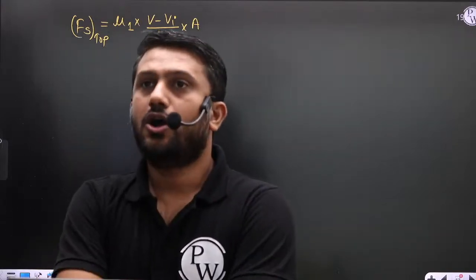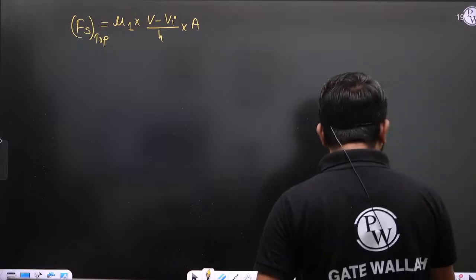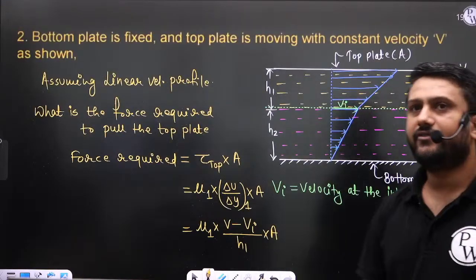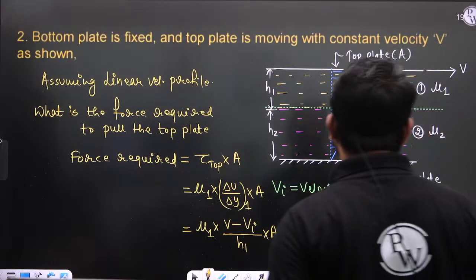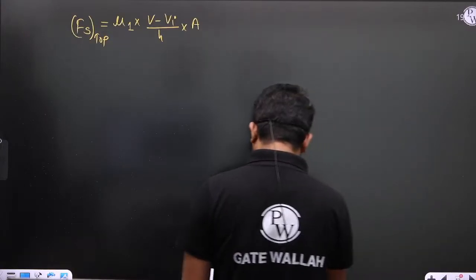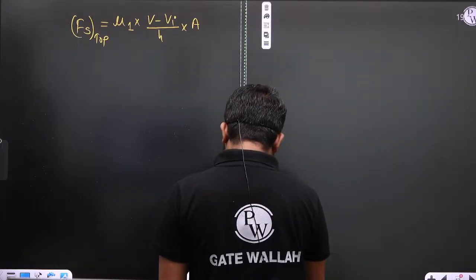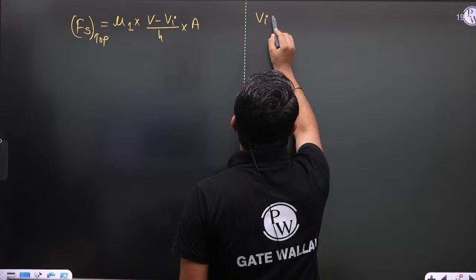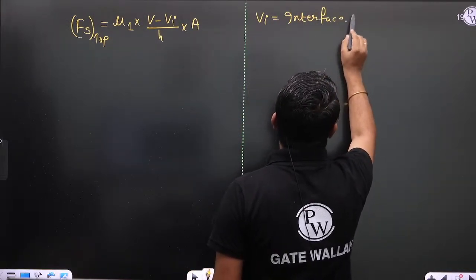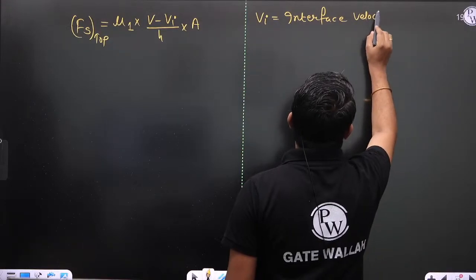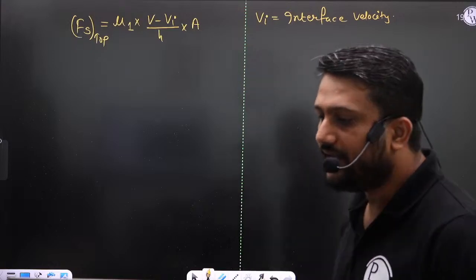Fine. Now can we calculate vi? Can we calculate the velocity at the interface? Beta, can we calculate it? Vi is the interface velocity. Can we calculate the Vi?